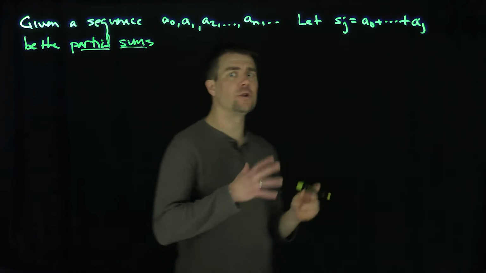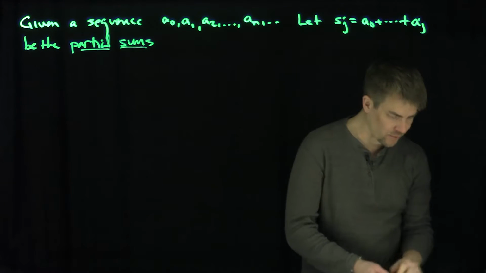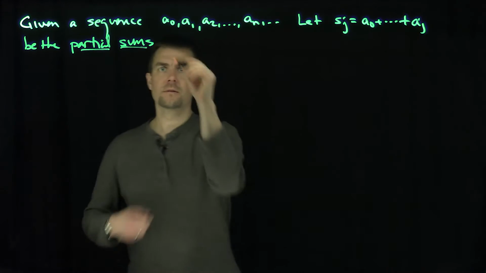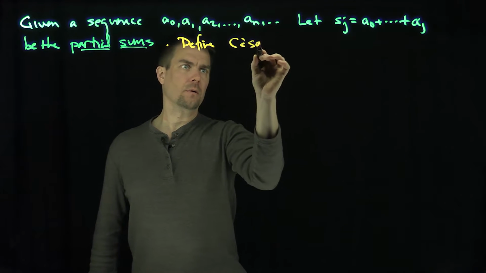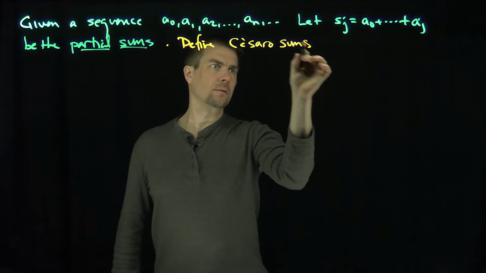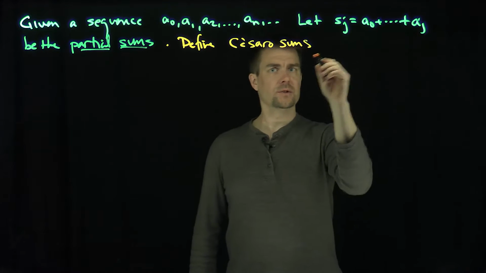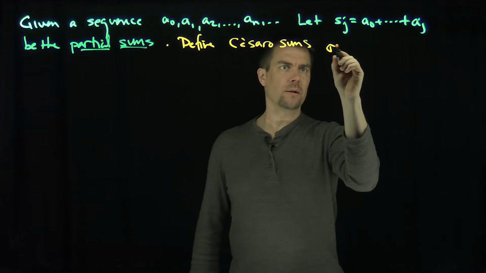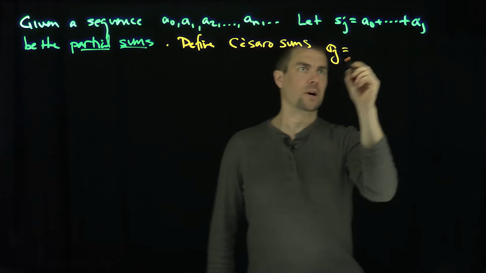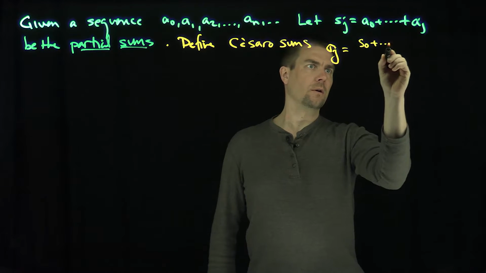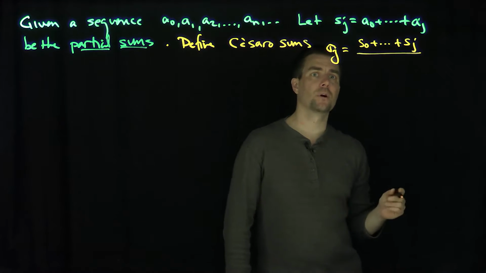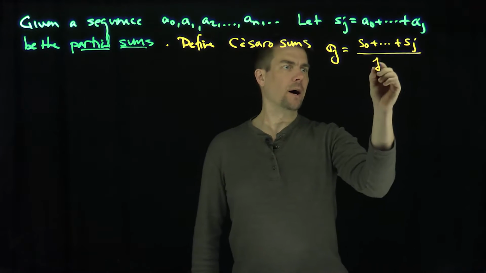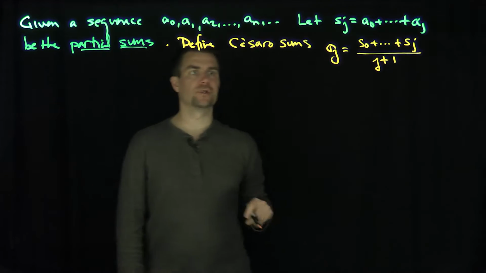And then what I'm going to do is define a new type of partial sum. I'm going to define the Cesaro sums. And what are these things? The Cesaro sums are sigma j, and they're going to be S0 all the way up to Sj. So you add up the first j plus 1 partial sums, and you divide by j plus 1. Those are called the Cesaro sums.